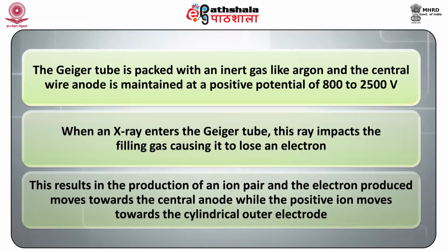Geiger-Müller tube. The Geiger tube is packed with an inert gas like argon and the central wire anode is maintained at a positive potential of 800 to 2500 volt. When an X-ray enters the Geiger tube, this ray impacts the filling gas, causing it to lose an electron. This results in the production of an ion pair, and the electron produced moves towards the central anode, while the positive ion moves towards the cylindrical outer electrode.